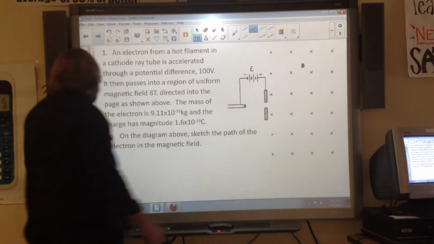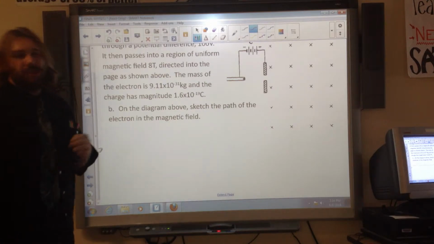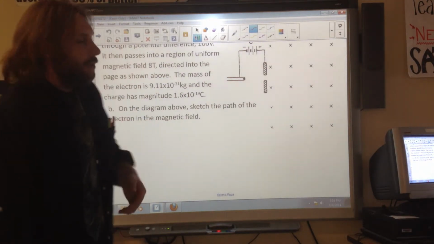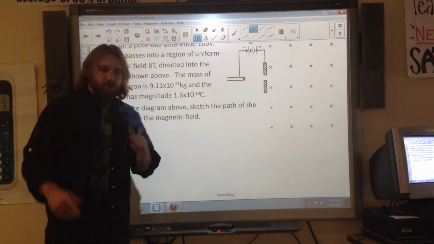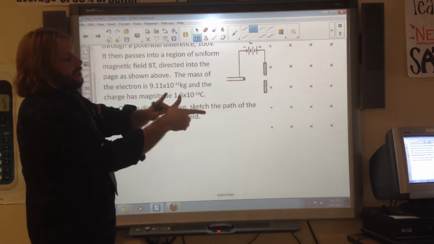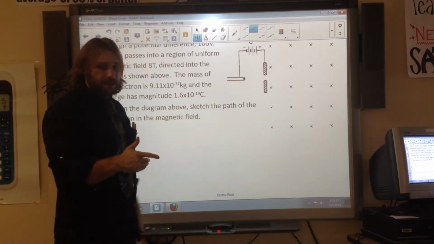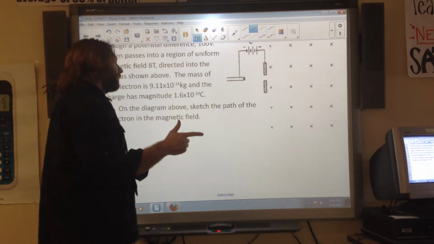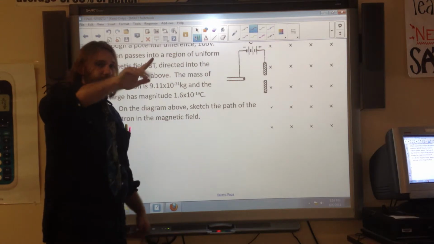Part B says, on the diagram, sketch the path of the electron in the magnetic field. So now I have to think about, once it enters the magnetic field, how's it going to move? And we know we have a specific rule for it. It's called the right-hand rule. I hold it up here. I have my force indicated by my thumb, and that's what I'm going to look for because it wants to know the path. So I need to see the direction of the force. I have my index finger, which is the velocity, going to the right in this case, and the magnetic field, which are my 3 fingers here.